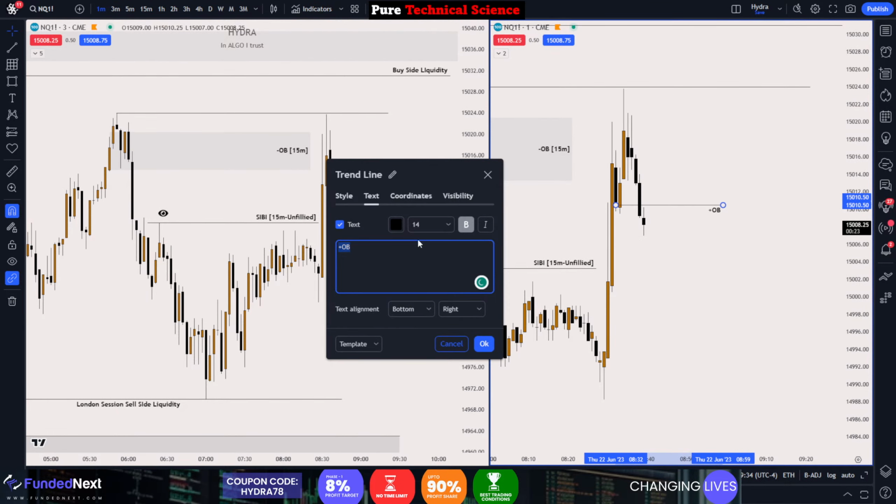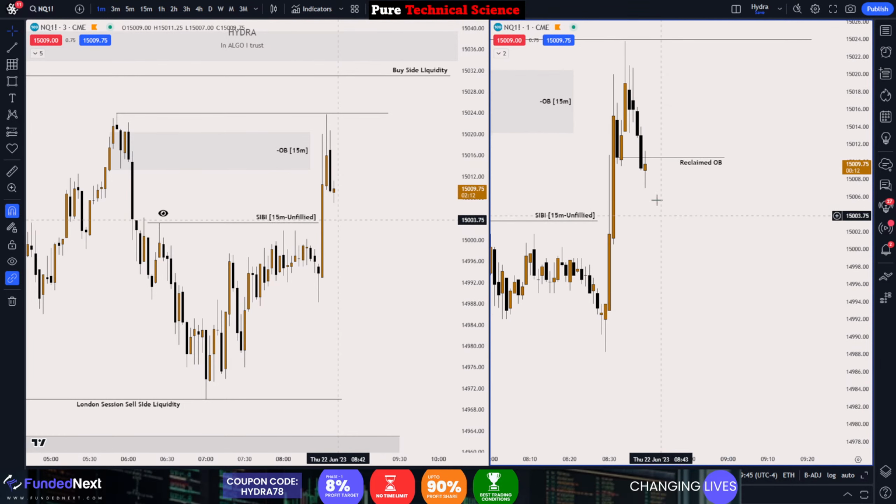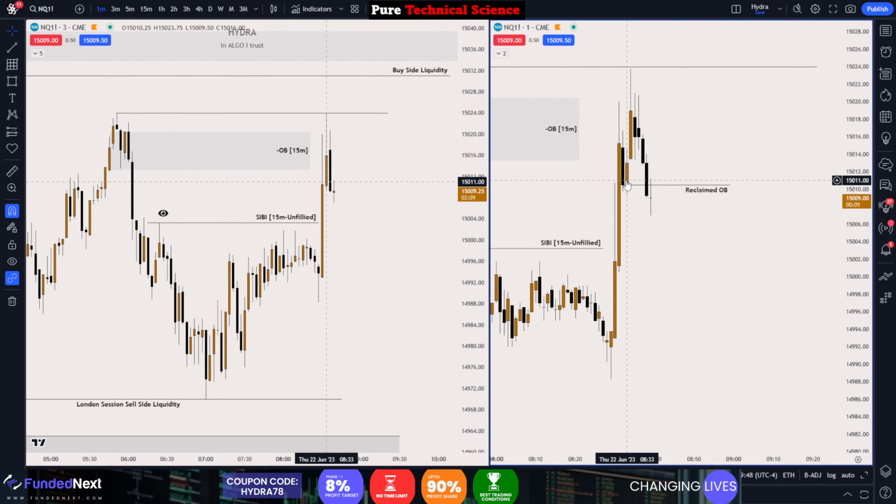This is our reclaimed order block. So when an order block fails, I see it as a reclaimed order block that should be providing support towards the sell side liquidity now that it's broken. So the trade idea is going to be something like this.